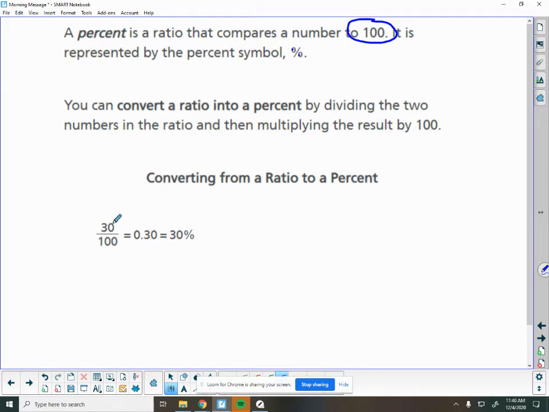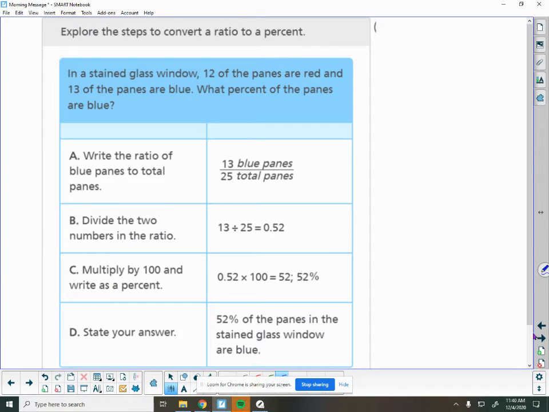So if we have 30 out of 100, that's in the hundredths place, 30 hundredths, which is 30%. You have 30% of the whole thing. So let's look at some examples here. We're going to look at two different ways you can solve these percent problems, and you can use either way that works for you.